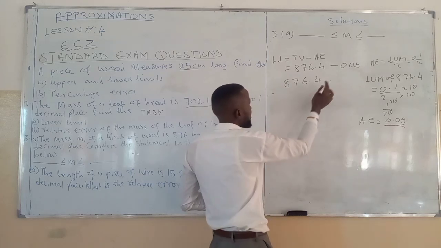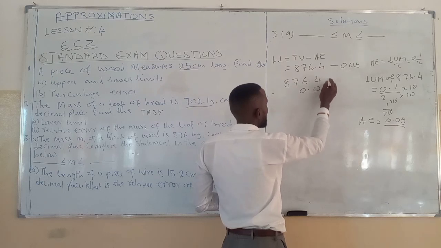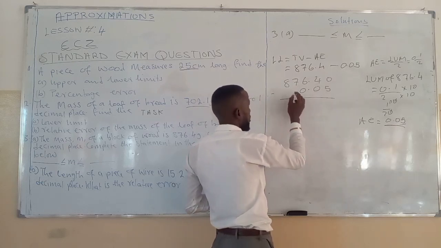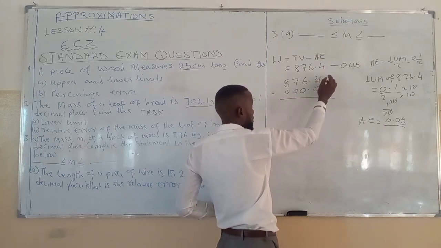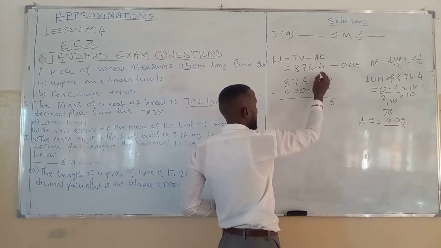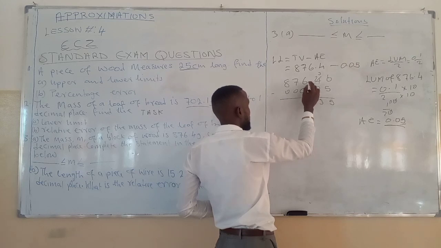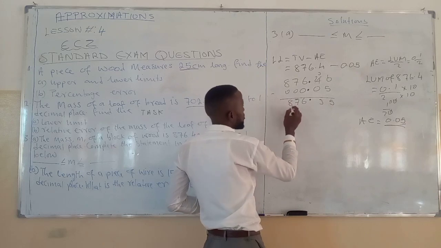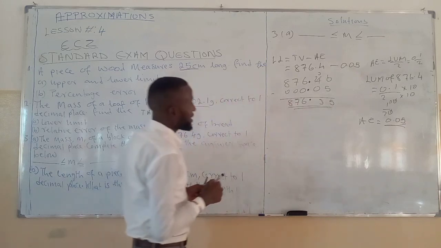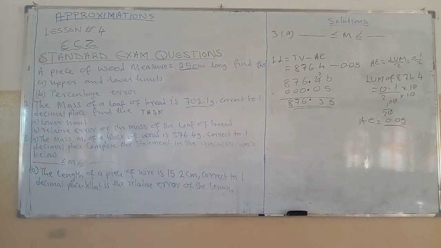6.4 minus 0.05. So you introduce a 0 there to make it balance. Also here, if you want, you can put zeros. 0 minus 5, you just borrow 1, 5, we have 5. Here we are remaining with 3, we put 3 there. 6 minus 0, decimal point, 6, 7, 8. So that is the lowest value, the lower limit is 876.35. That is the lower limit.